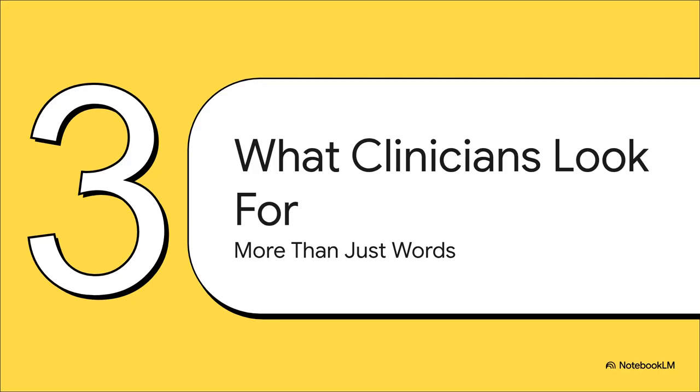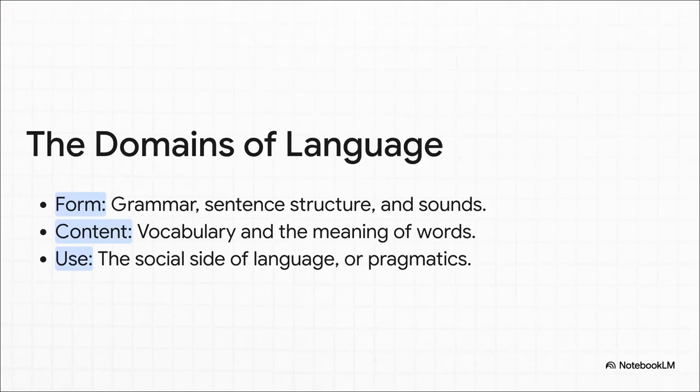Okay, so we know the why. Now, let's get into the what. What are these clinicians actually looking for? And I'll tell you, it is so much more than just counting how many words a kid can say. They break language down into 3 big domains. First up is form. Think of this as the how, the grammar, the way sentences are put together, the speech sounds. Then you've got content. That's the what, the vocabulary, the meaning behind the words. And third is use. This is the why, the social side of things, like knowing how to take turns in a conversation.